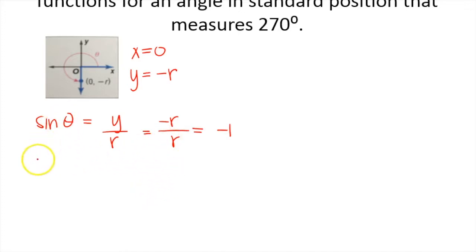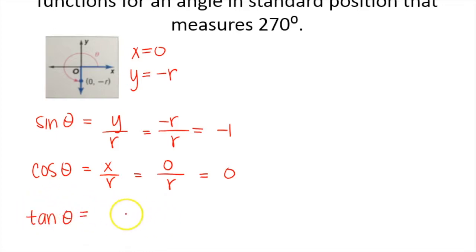If we have the cosine of theta, which is x over r, so this is 0 over r, that just becomes 0. And then when we have the tangent of theta, we have y over x. So this is negative r over 0, which is one of those undefined functions here.